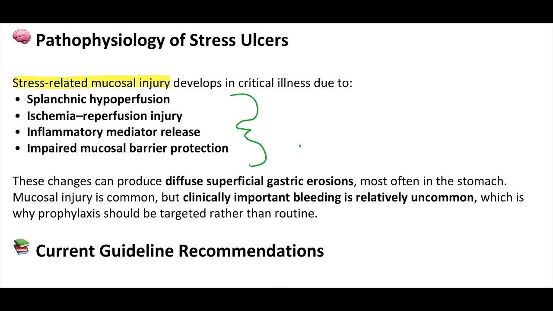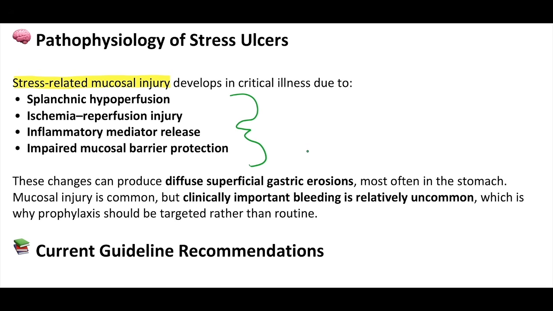Part of this is splanchnic hypoperfusion, right? Your guts, your intestines, your stomach are all perfused. Their blood flow comes from the splanchnic system. And when we are critically ill, there's some vasoconstriction in that system to try to shunt blood to the more important places, kidneys, brain, heart, and as such, you can get some hypoperfusion or relative ischemia to your GI tract, and that can cause mucosal injury.